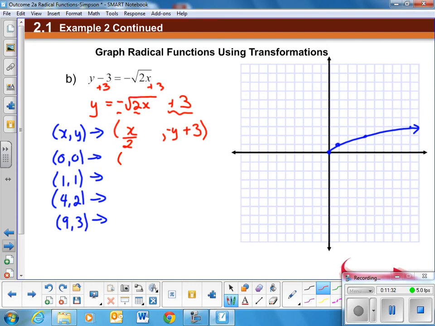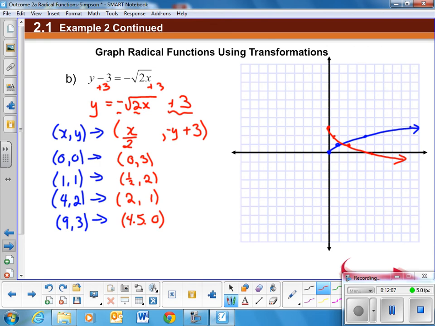When we transform each of those points, we end up with (0, 3), (1/2, 2), (2, 1), and (4.5, 0). Let's graph those. (0, 3), (1/2, 2), (2, 1), and (4.5, 0). And so our graph now looks something like this.